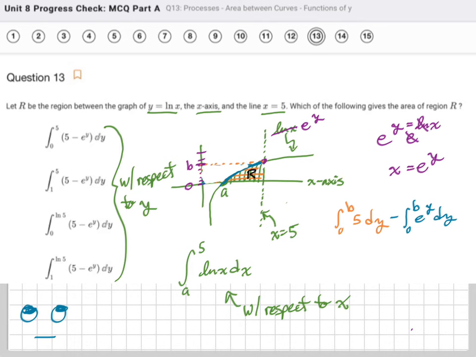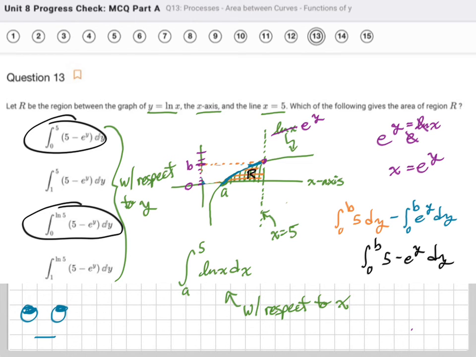Now, I could have written this a different way. I could have said the integral from 0 to b of 5 minus e to the y. It's just subtracting the integrands, and I'm allowed to do that because the integrals are the same. And then when I look over my answers, I found that I have two choices. I have the 0 to 5 or I have the 0 to natural log of 5. So it looks like I do need to find b.